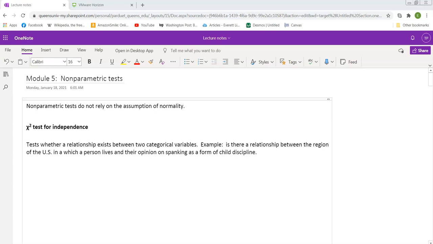The perception, at least anyway, is that people in the South are much more pro-spanking than people in other regions of the country. So before we actually start to look at the hypothesis test, let's look at some descriptive statistics that are going to help us look at the relationship between two categorical variables. So we're going to look at something called a cross-tabulation.